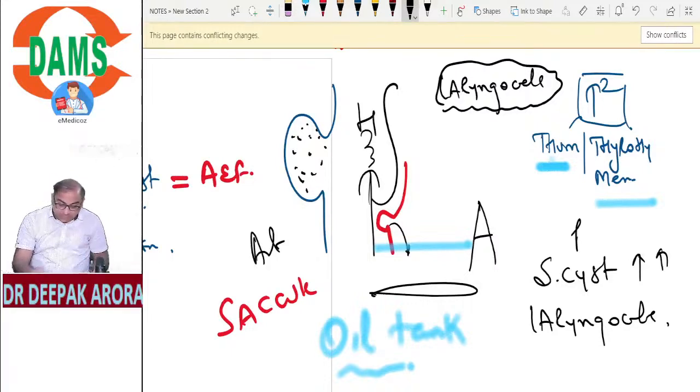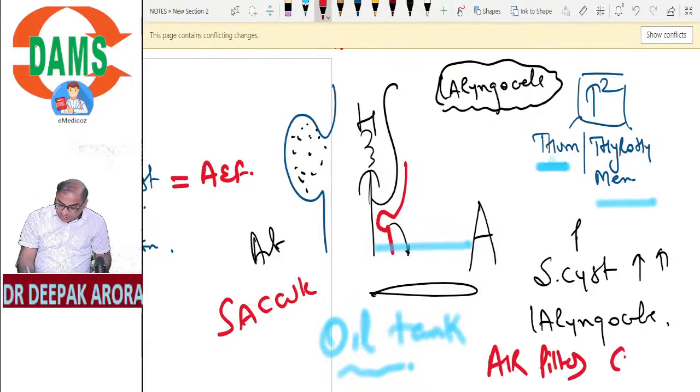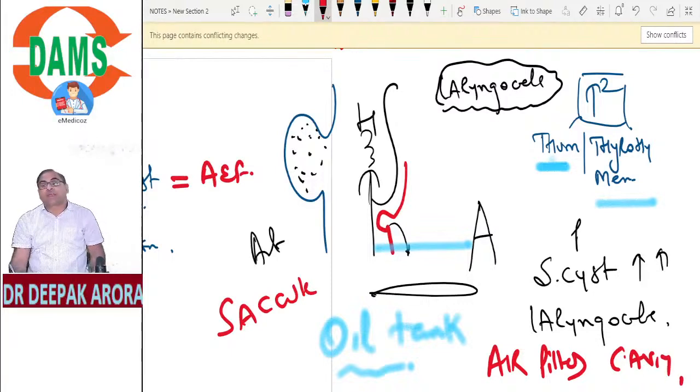This is an air-filled cavity, an air-filled swelling. I will write a formula. It is an air-filled cavity. Now this laryngocele cannot rupture the thyroid cartilage.